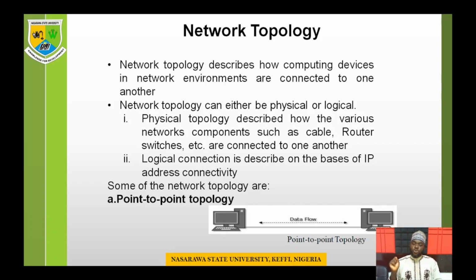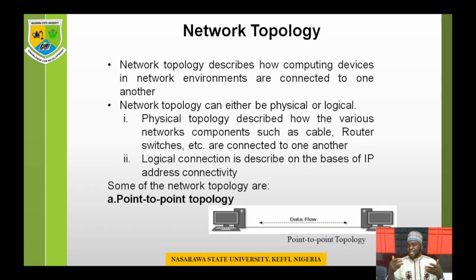So first, in the physical topology, we'll look at the point-to-point topology. The physical topology describes how the various network components such as the cables, routers, switches, and computing devices are connected to one another. So the first one is the point-to-point topology. In the point-to-point, you have two computers connecting to one another to share resources.